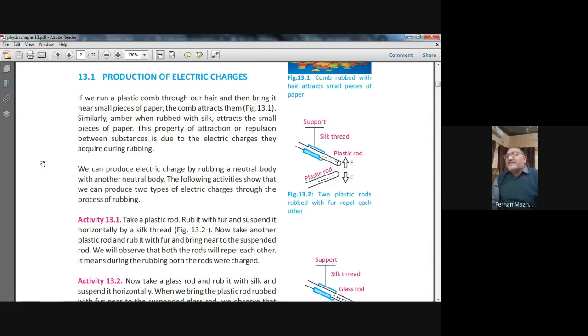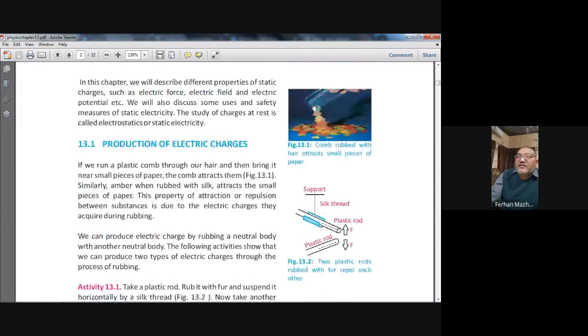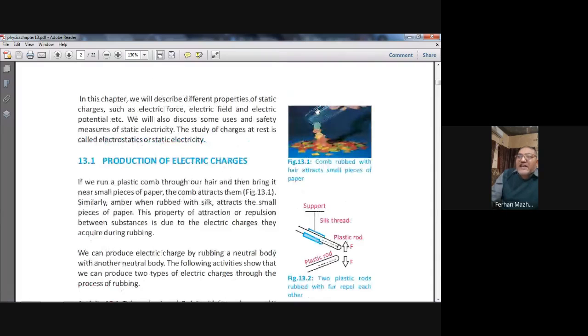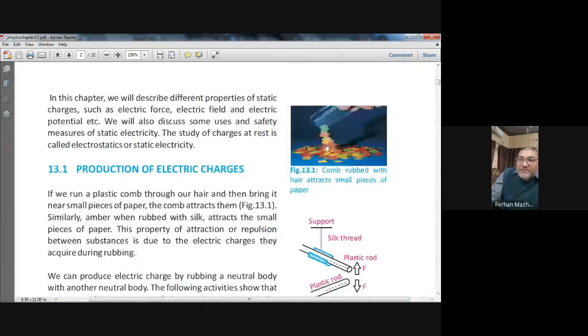If we run the plastic comb through our hair and then bring it near small pieces of paper, the comb attracts them. You can see this here. I don't know if this is visible to you. Let me increase the size. You can see here a plastic comb is being brought near the paper and the papers are attracted.